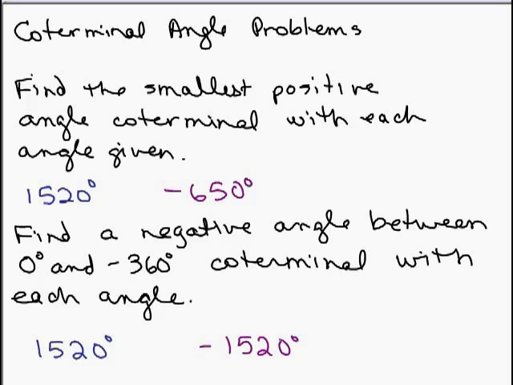All right, we're going to do some different coterminal angle problems. Here's the first. Find the smallest positive angle coterminal with each angle given. So this is two separate problems. You're going to find the smallest positive angle coterminal with 1520 degrees. So why don't you try that on your own, and then we'll see how you do.